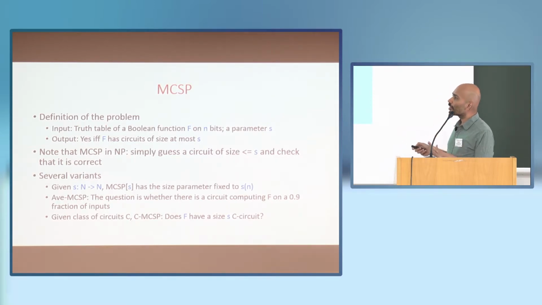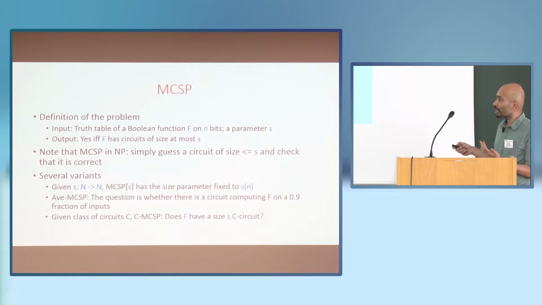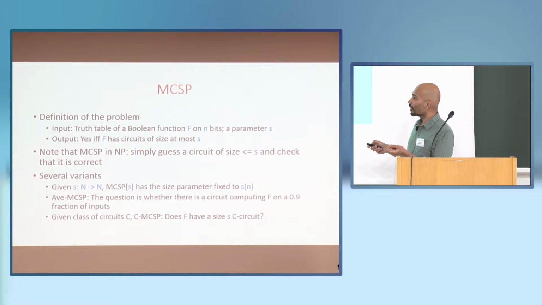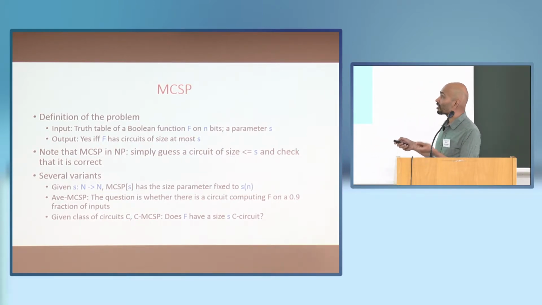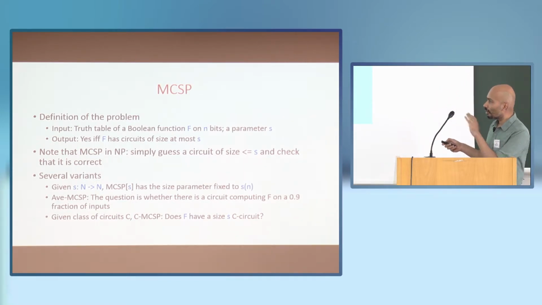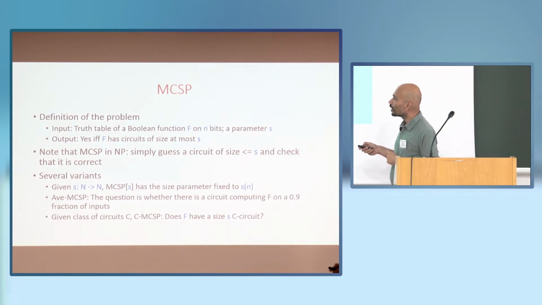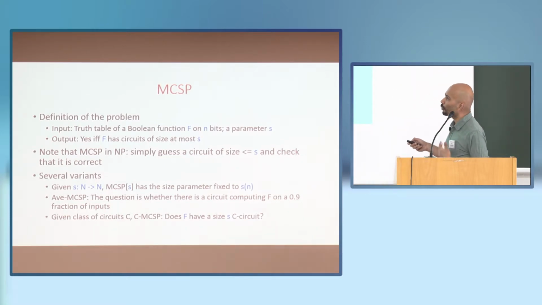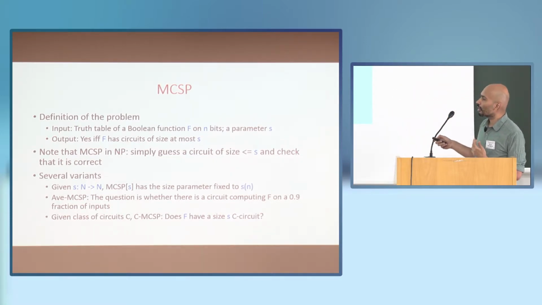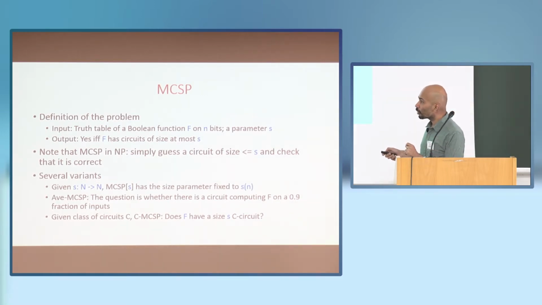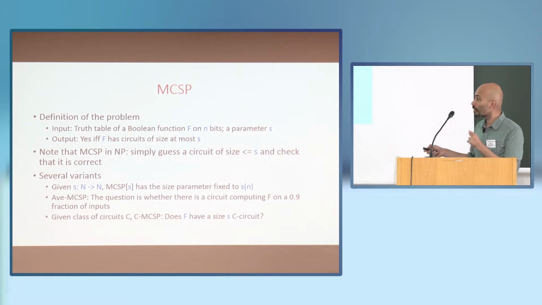There are actually several variants of MCSP that you could define and that make sense and are interesting. Given a function s from the natural numbers to the natural numbers, you could fix the size parameter to s as a function of n. That's the variant that we're considering through most of this talk, because for the results that I mentioned, it seems the most reasonable one. It's more natural to put a distribution on this. There's also average-case MCSP, where you ask if f is computed by circuits on most inputs rather than on all inputs. And you could also parameterize the problem via a class of circuits C.